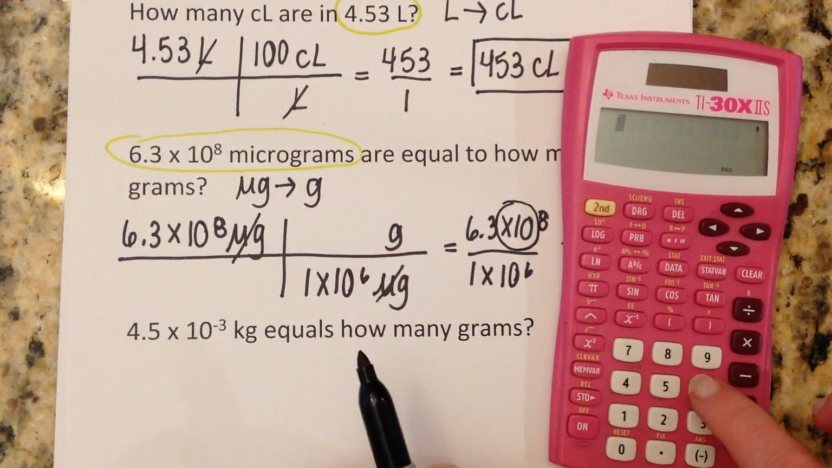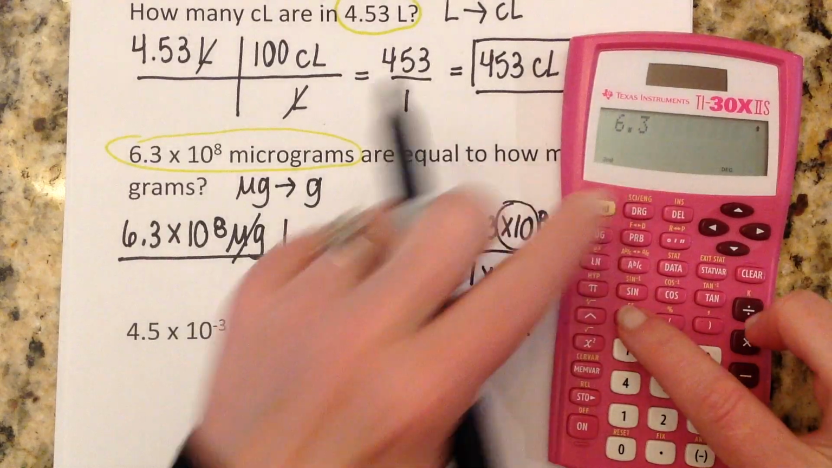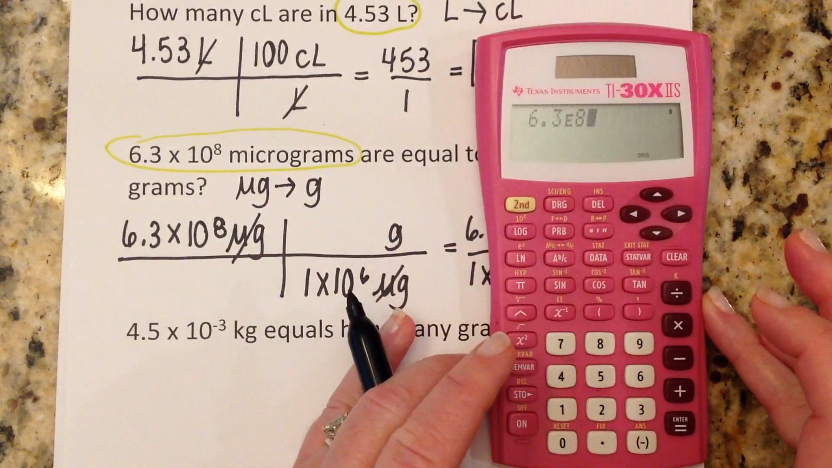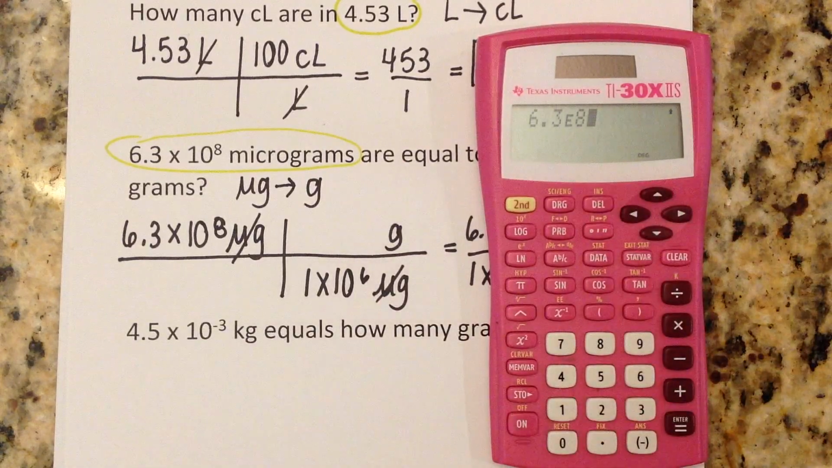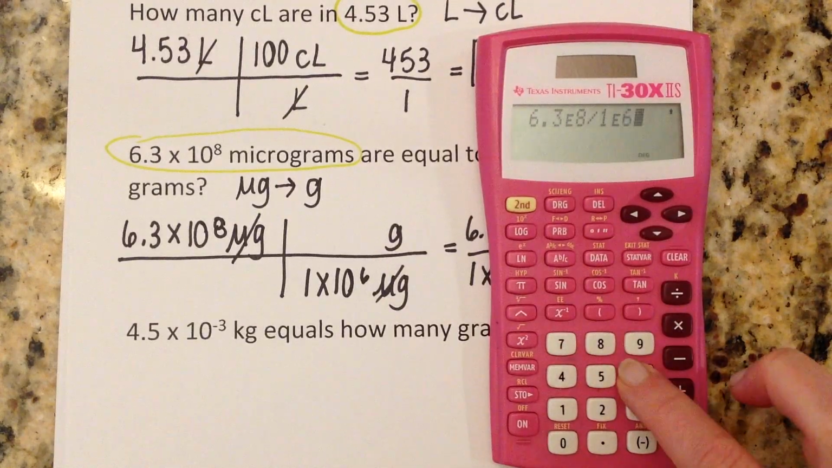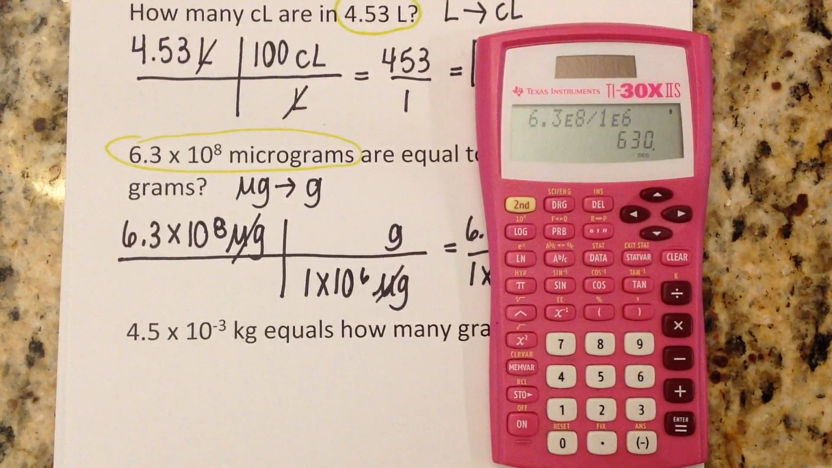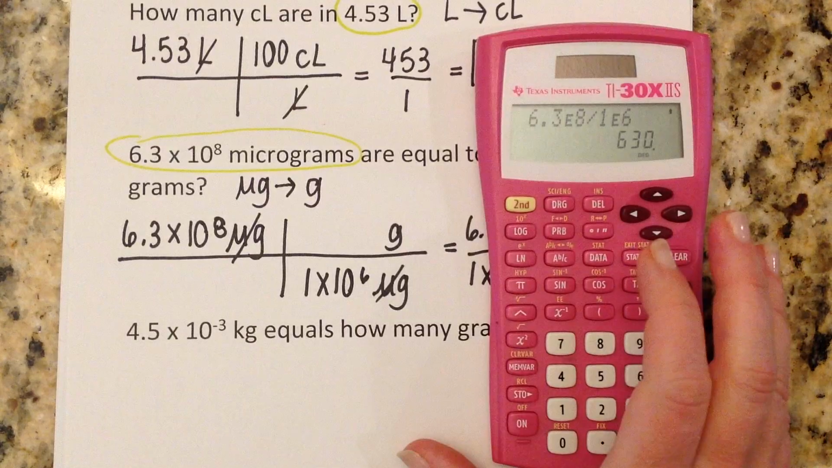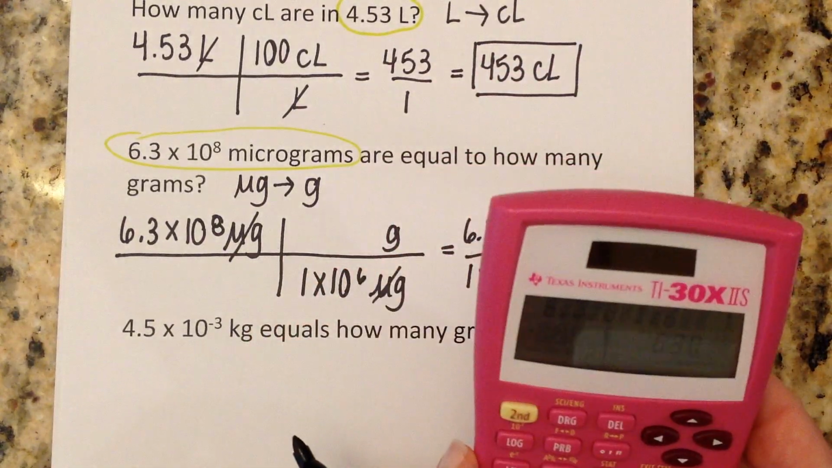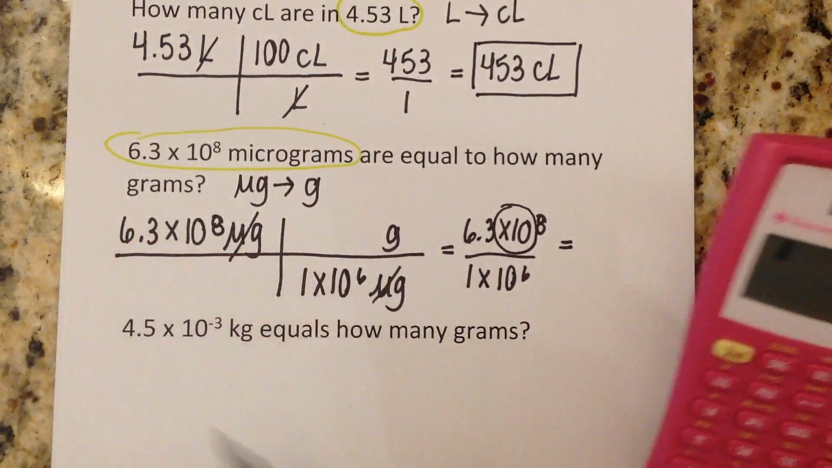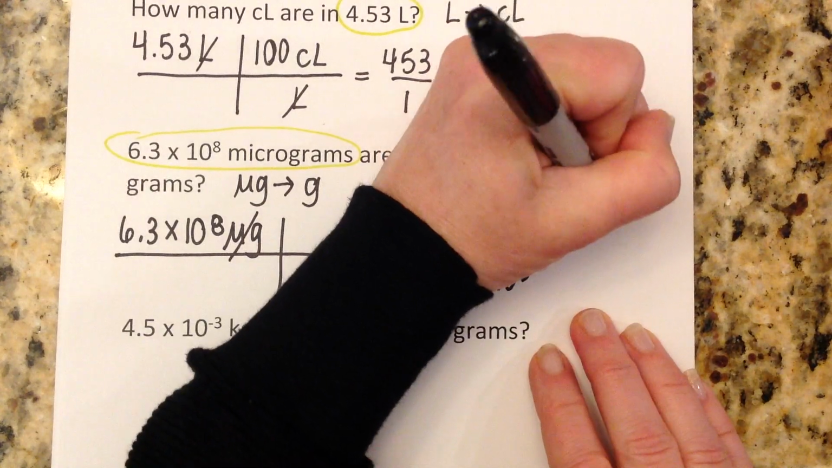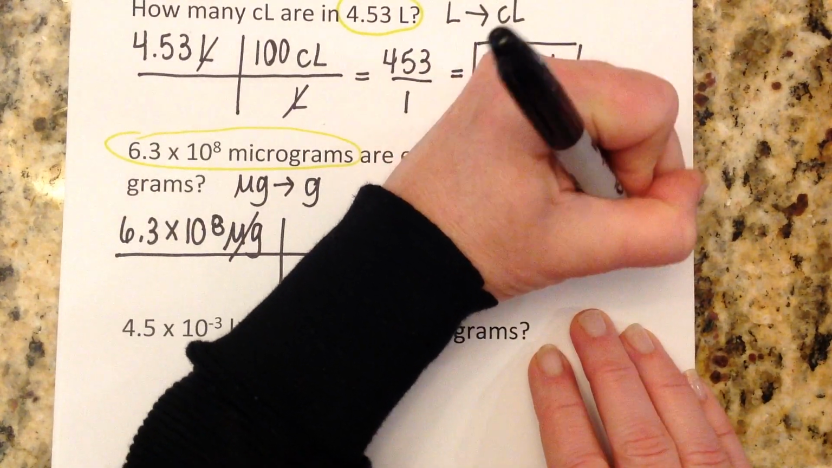So 6.3 times 10 to the 8th. And you can see what that looks like. That little E that you see means times 10. Divided by 1 times 10 to the 6th. And that equals 4.5. Actually, I punched the wrong thing in. Sorry about that. I was looking at the next one. That equals 630 grams. I was right. 630 grams.